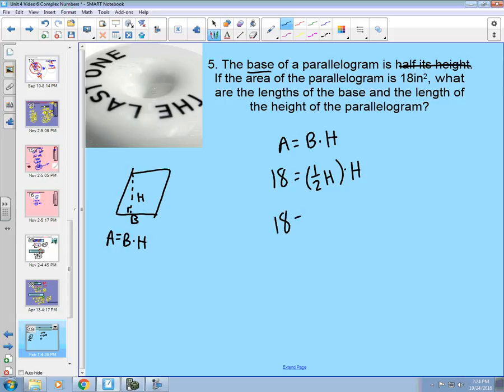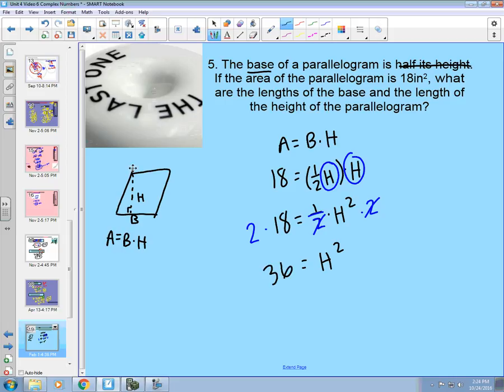So we got 18 equals 1/2. If we multiply these two h's together, h times h, that's h squared. All right, well, let's keep going. This is being divided by 2. The opposite of dividing by 2 is to times both sides by 2. So on that side, it cancels out. We're just going to have h squared. On the other side, now we got 36.